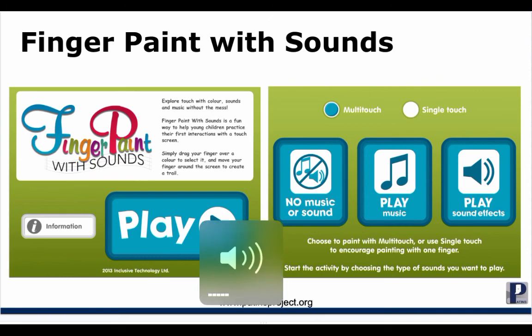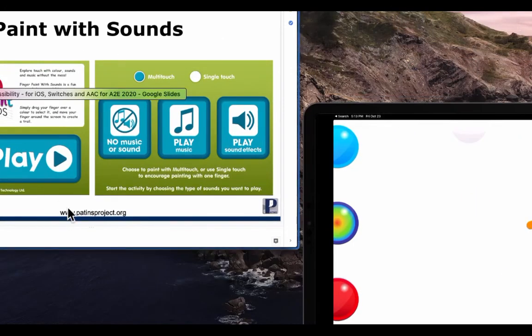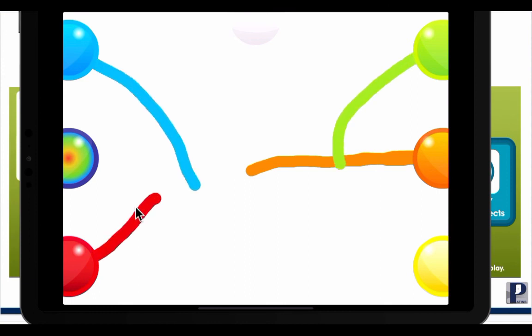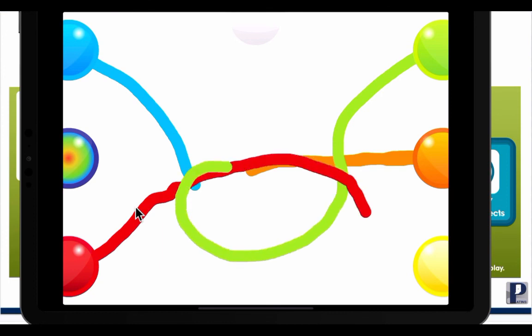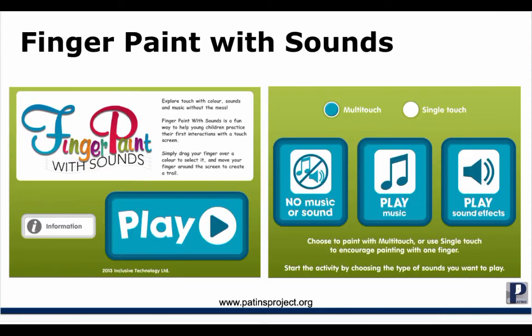So that's the orange one. I'm grabbing it with my finger. Go back over here. So I'm grabbing the orange one. We'll grab the blue one. And now I'm going to grab red and green. And the white one at the top acts as an eraser. That's finger paint with sounds.